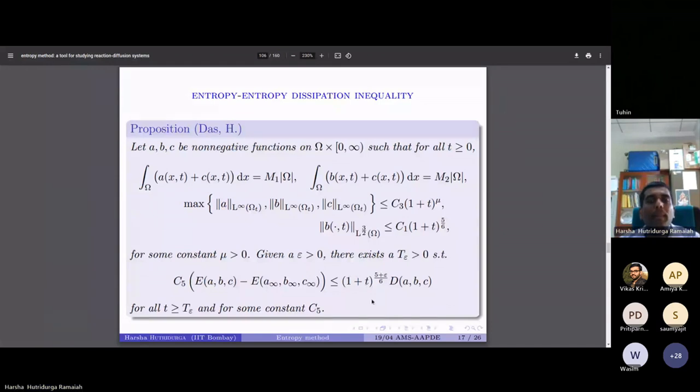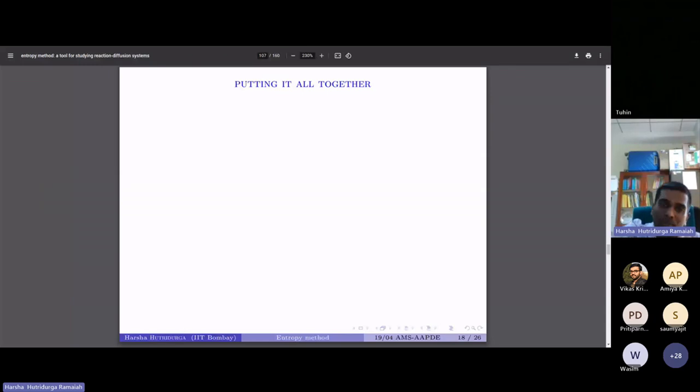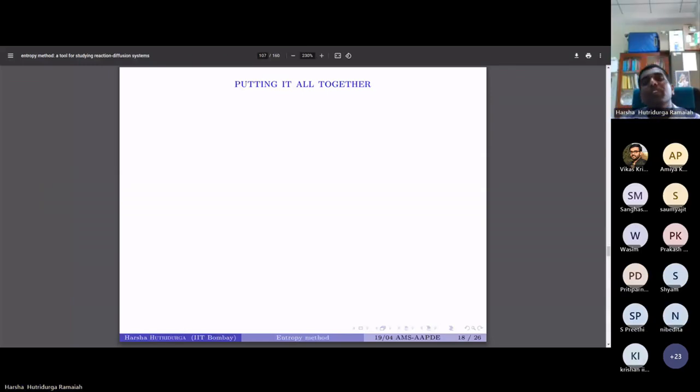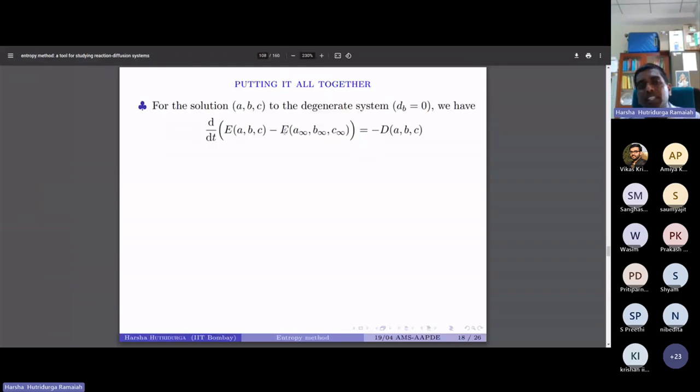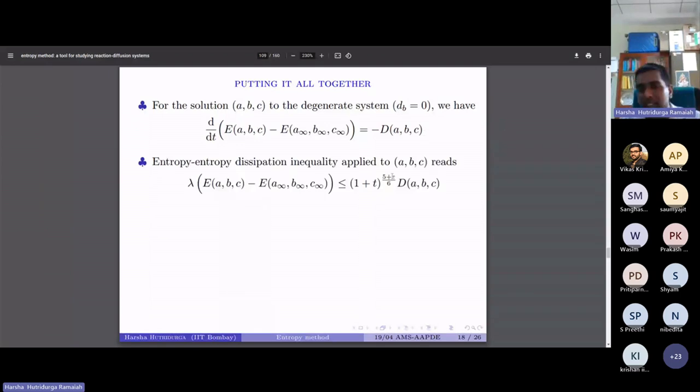Okay. Now, like Desvillettes and Fellner did, we can put all of this together. What did we show? Here again, the entropy of A infinity, B infinity, C infinity is constant, so we have just subtracted 0 here. So this is the first step, that E is a Lyapunov functional for our degenerate system. So you get this. And we have shown this in an elaborate way, but under certain conditions. Okay.